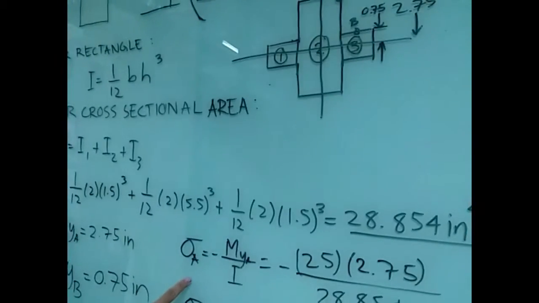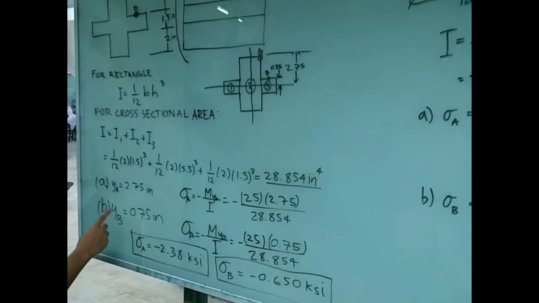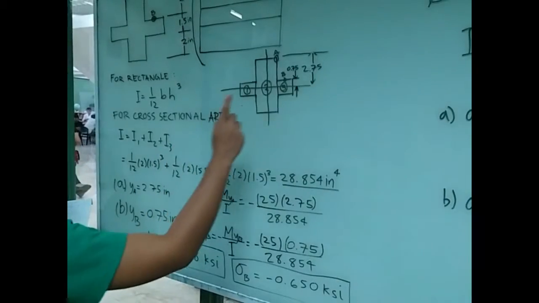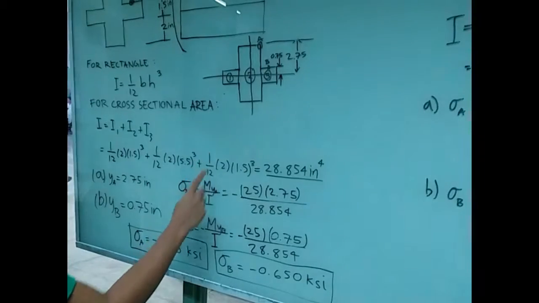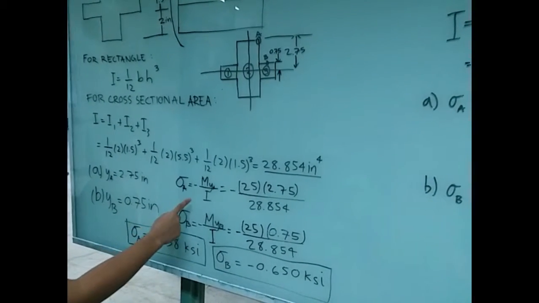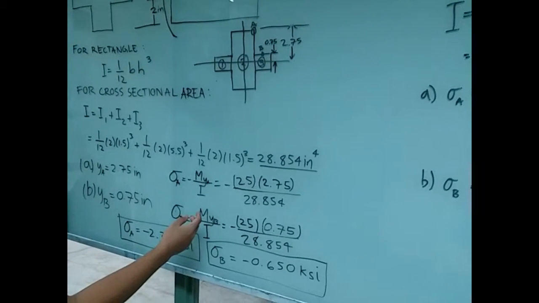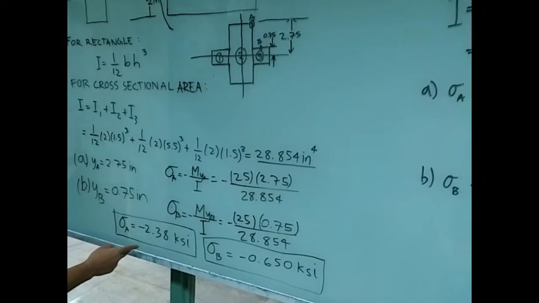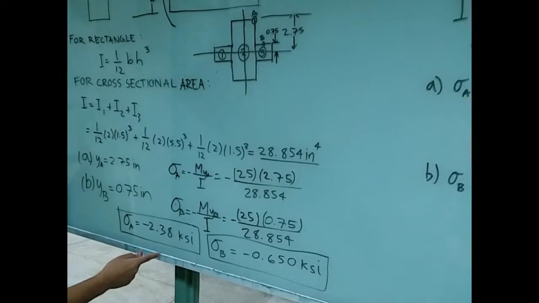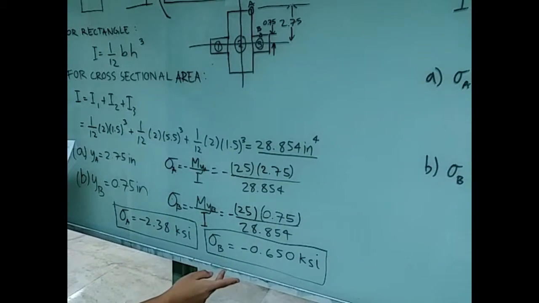So to get the stress at point A, we use this formula, negative My over I. Then we substitute the values, and we get negative 2.38 kilopound per square inch and negative 0.65 kilopound per square inch.